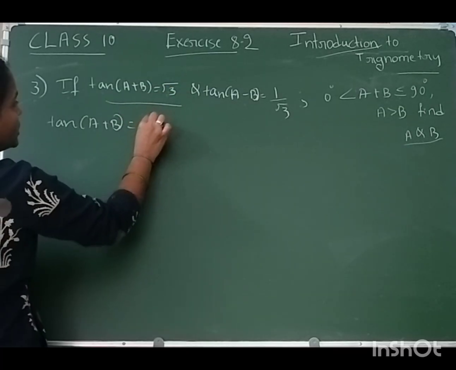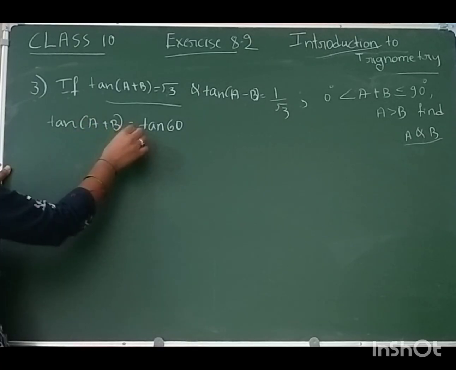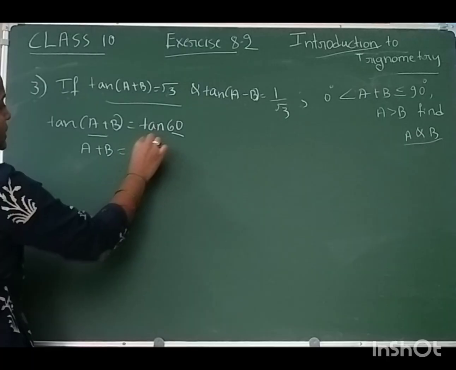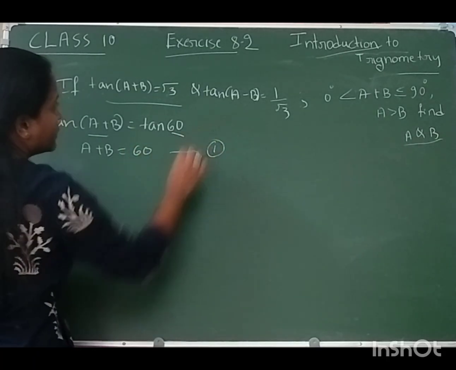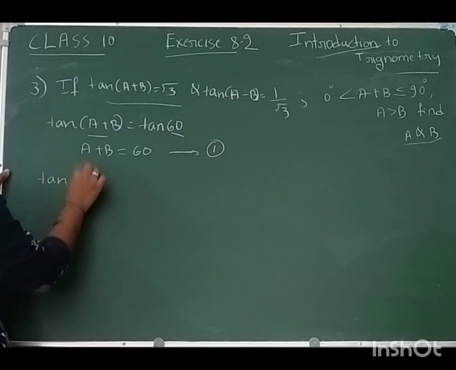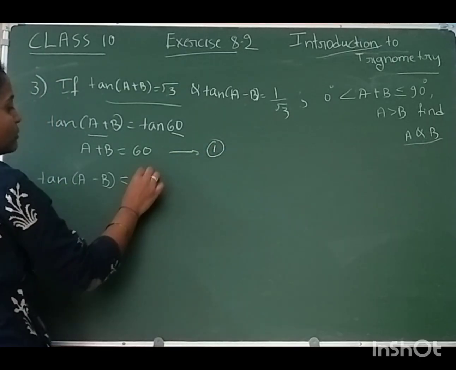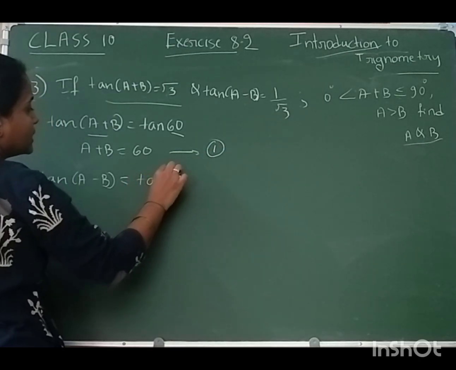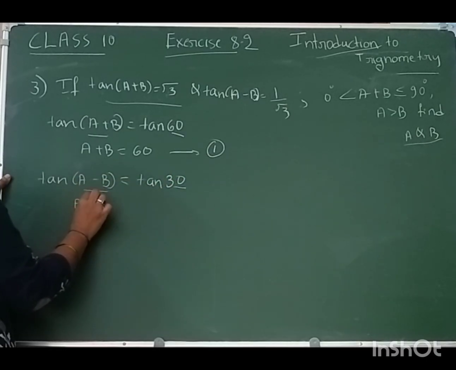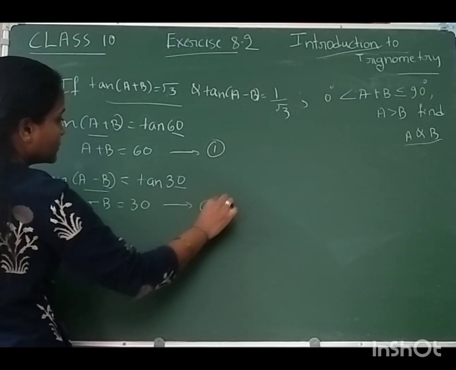So first consider equation 1, that is tan(A+B) is equal to root 3. We know root 3 is tan 60. So from this we'll get A+B is equal to 60. So this will be equation 1. Next take the second equation given, that tan(A-B) is equal to 1 by root 3. We know that 1 by root 3 is the value of tan 30. So from this we'll get A-B is equal to 30. So let it be equation 2.